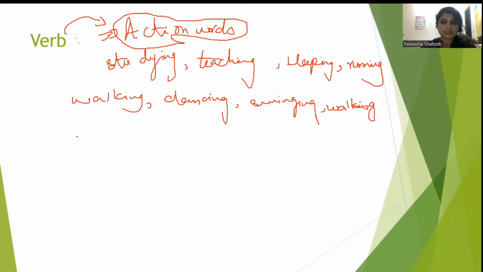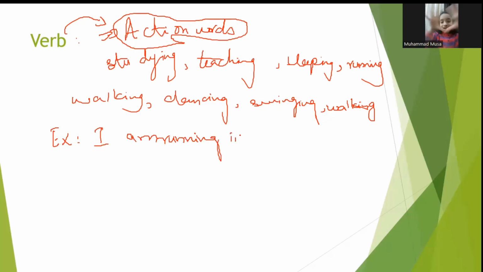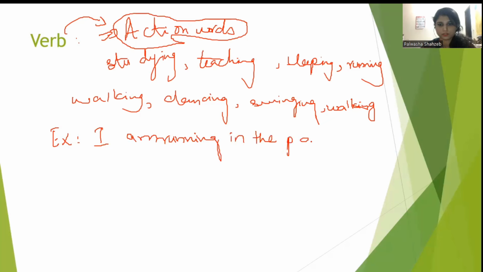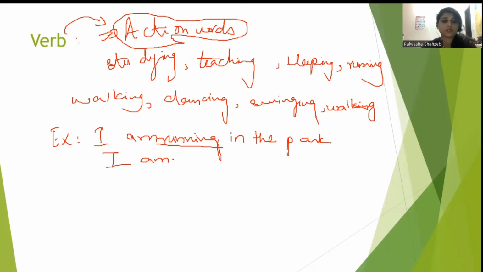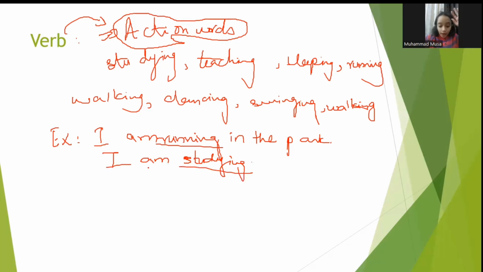Okay, I want examples in a sentence, please. Yes, Miss, examples. Anybody can do it. I am running in the park. Running is the action verb. Anybody else? I am studying. And next Fajr, quickly. We don't need to waste time. I run whenever I feel plump. Okay, run. Running is done already.